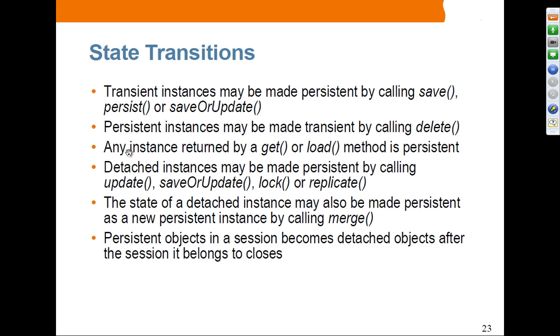And when that gets actually persisted, the row will be removed from the table. Any instance returned by get or load is in persistent state, because you are reading a row into an object. Detached instances may be made persistent by calling update, saveOrUpdate, lock, or replicate. And the state of detached instances may also be made persistent as a new persistent instance by calling merge.